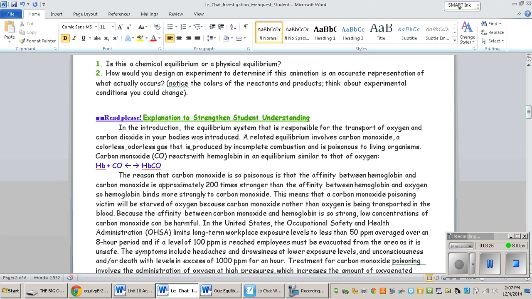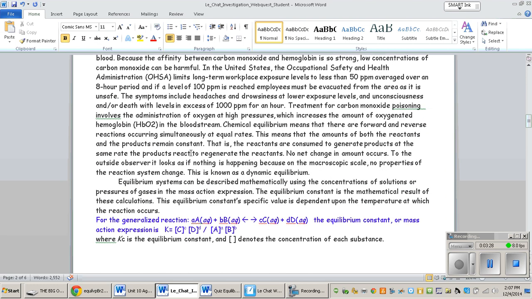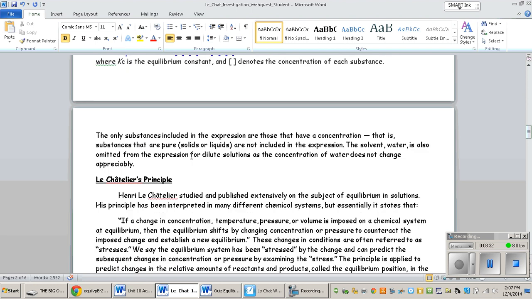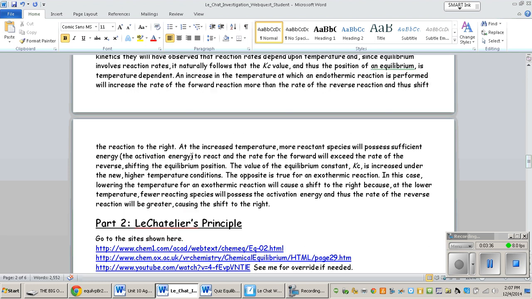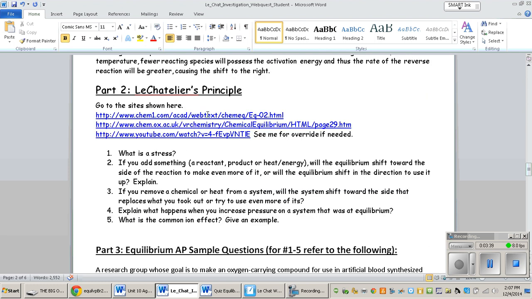You have to read this information. It's also another good application of equilibrium in the blood. Some of it is review. It'll be alright. You can read it. And then at the very bottom, you are doing part 2 right now in class.